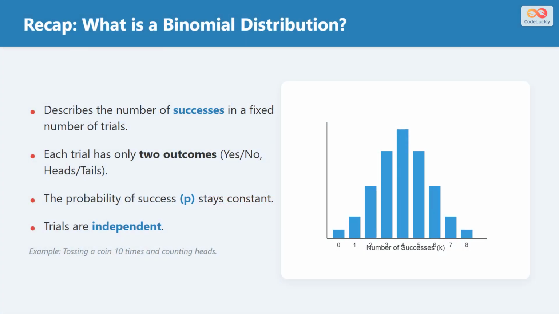First, let us quickly recall what a binomial distribution is. It applies to situations where we have a fixed number of trials, like flipping a coin 10 times. Each trial must have only two possible outcomes, usually called success and failure. Importantly, the probability of success, denoted as P, must remain constant for every trial, and each trial must be independent of the others.